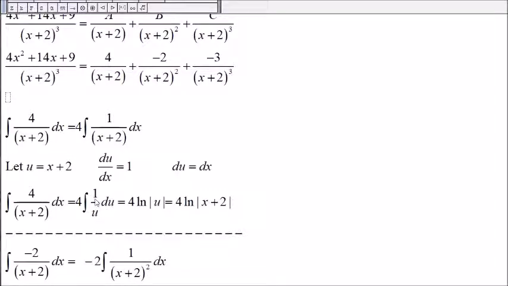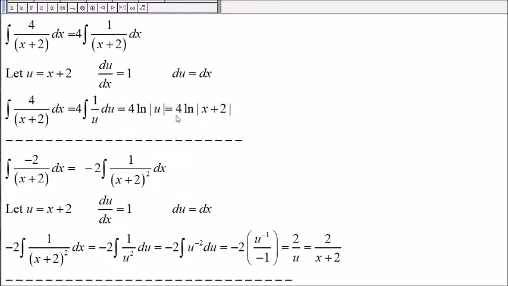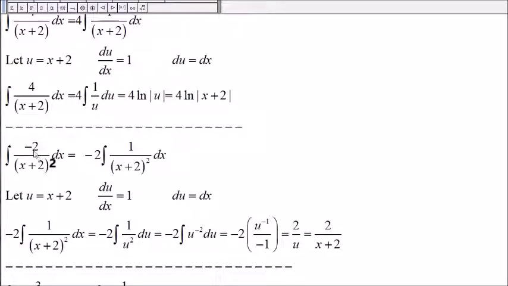Recall that the antiderivative of 1 over u is the natural log of the absolute value of u. But u is x plus 2, so we get 4 times the natural log of the absolute value of x plus 2. So that's for this integral. And now let's go to the second one. This is the same as negative 2 times the integral of 1 over x plus 2 squared. Again, let u be x plus 2, du dx is 1, so du is equal to dx.